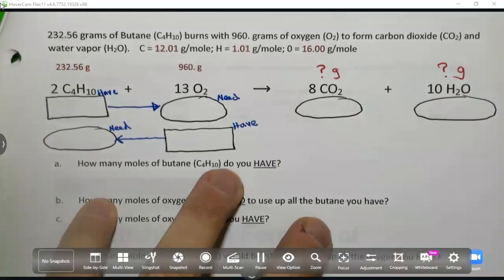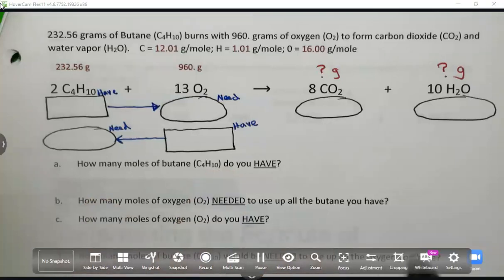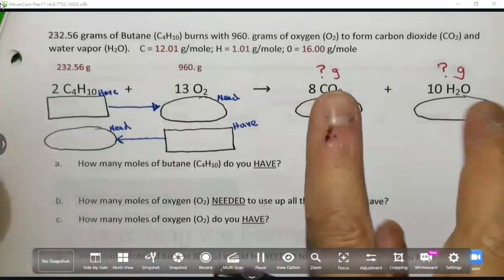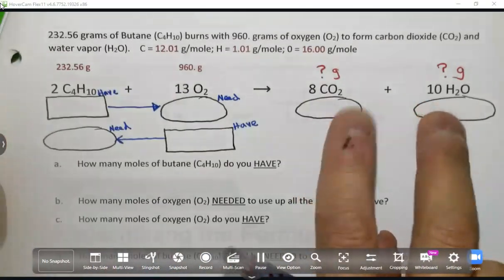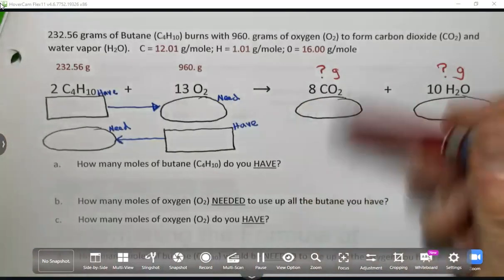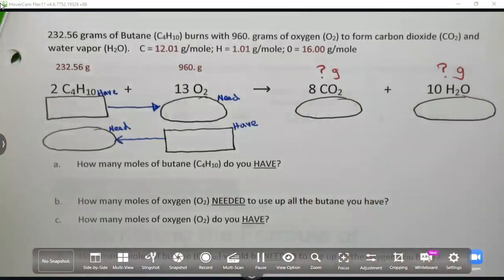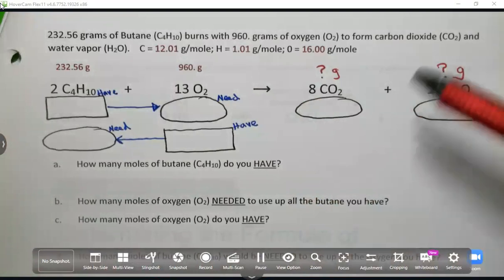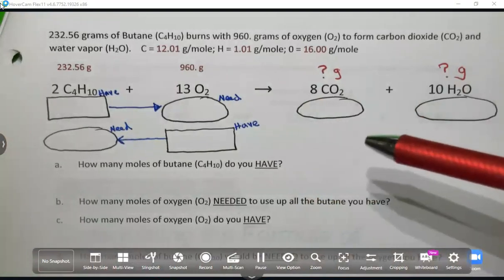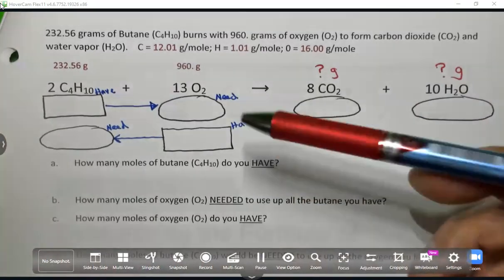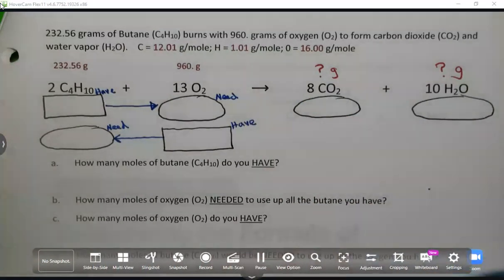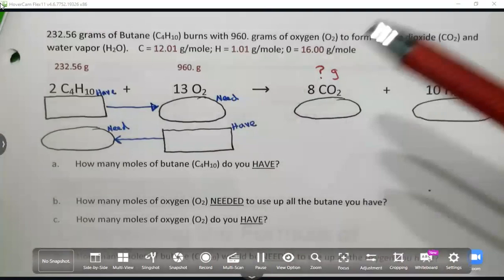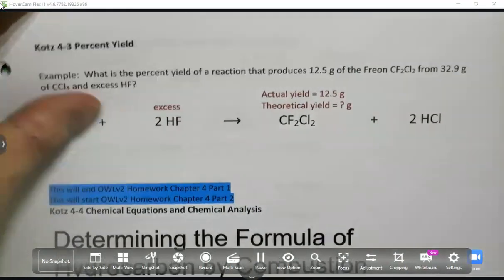Okay, I'm going to let you work on this one. It should work out exactly like the previous one. One of these is going to be limiting. You're calculating moles of both products and moles back to grams. Maybe I'll have a volunteer give me this next time we meet. We'll just throw it on the screen. Okay, let's go to the next page.